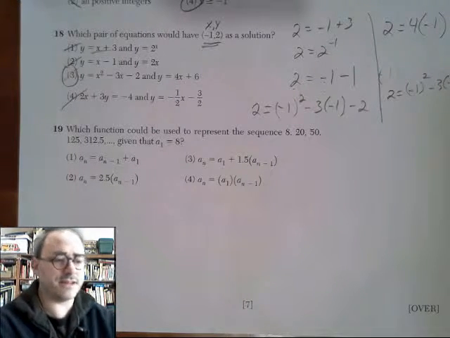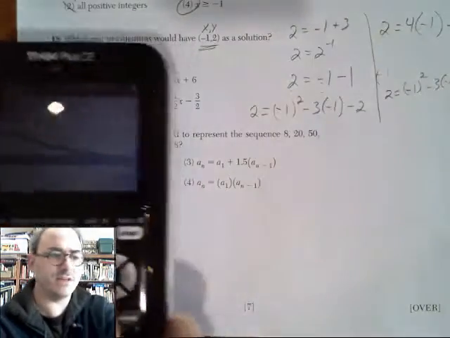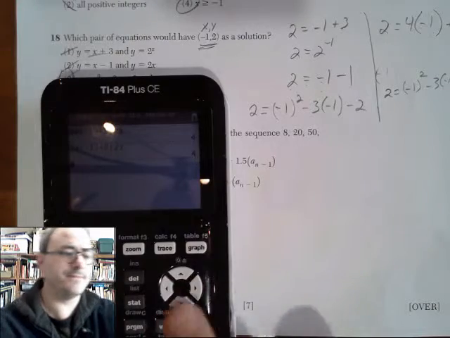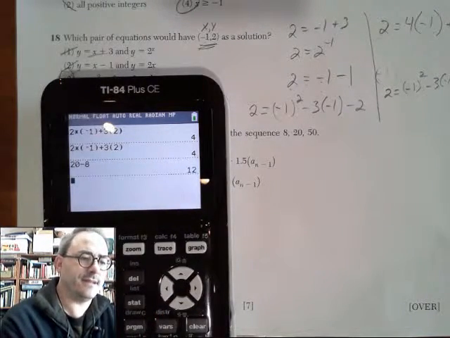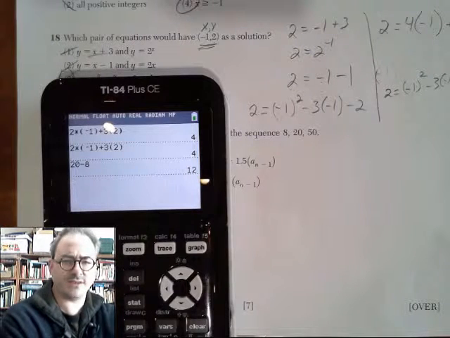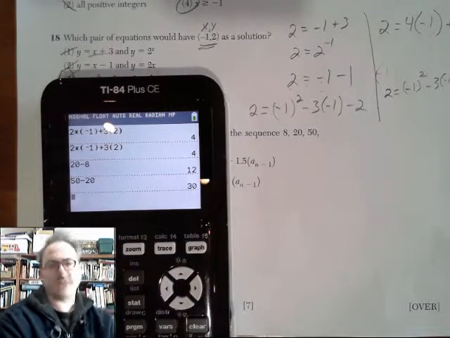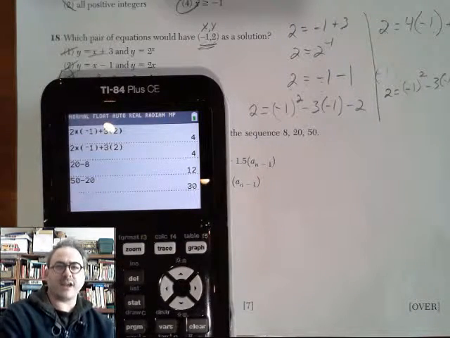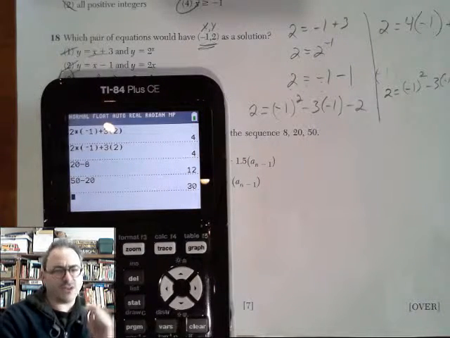All right, hopefully you've unpaused it here. Okay, let's play around with some of these numbers. 20 minus 8, that's 12. So I know the difference between 20 and 8 is 12. The difference between 50 and 20, I can probably do that in my head. That's 30. But just to show you, okay. So I know I'm not dealing with a linear sequence. This is not an arithmetic sequence. I'm not increasing by the same amount each time. So I'm going to look for a geometric sequence now.